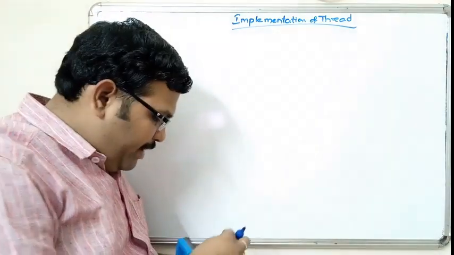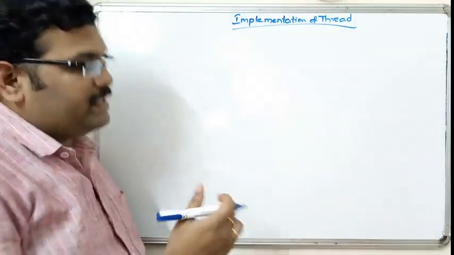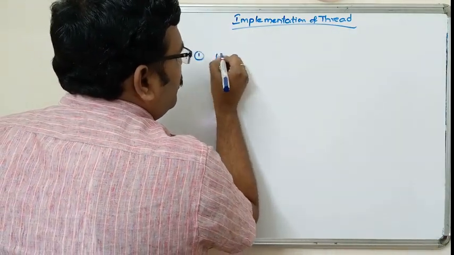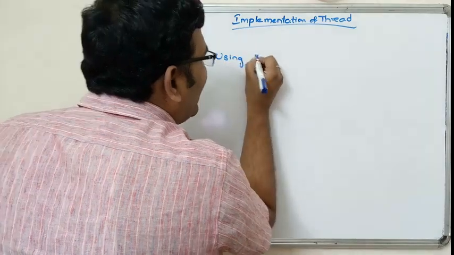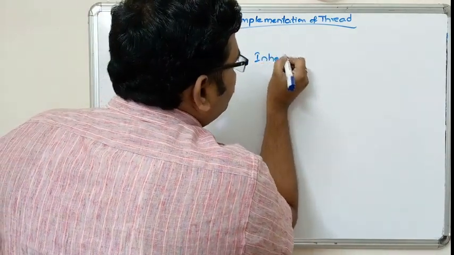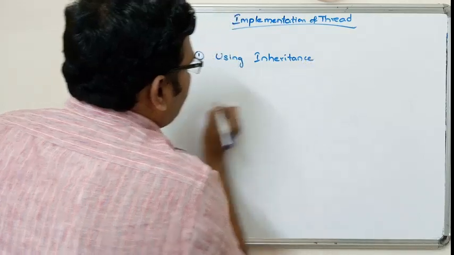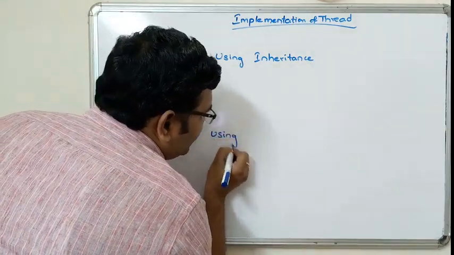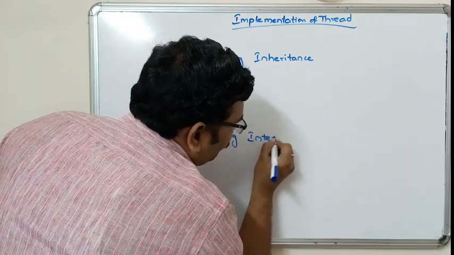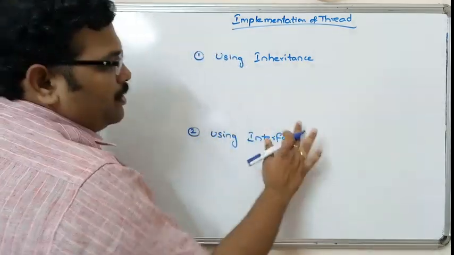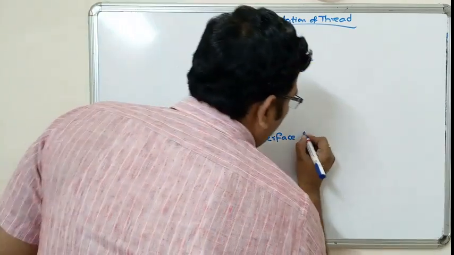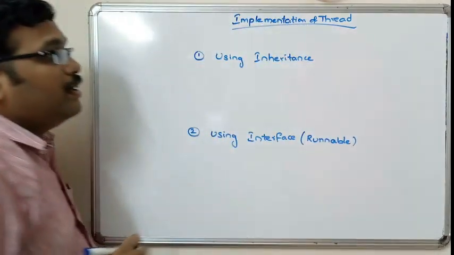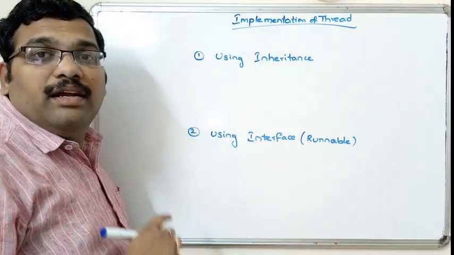A thread can be implemented in two different ways. One is using inheritance, the second one is using interfaces, that is the Runnable interface, right? First we will see the one using inheritance.